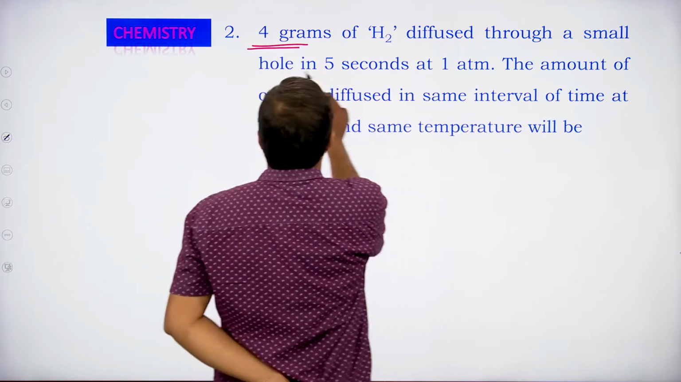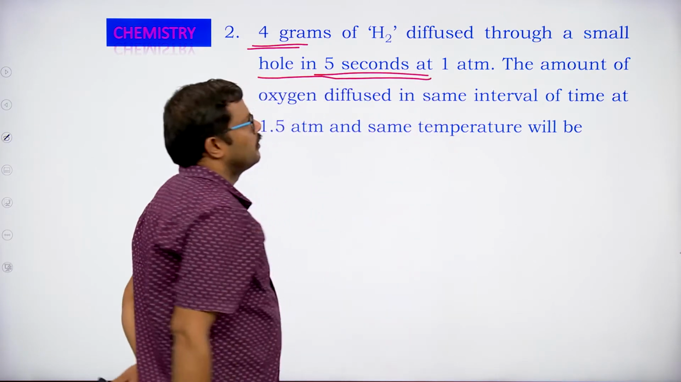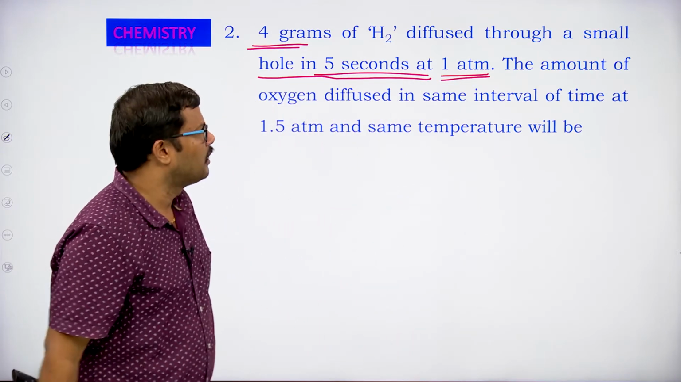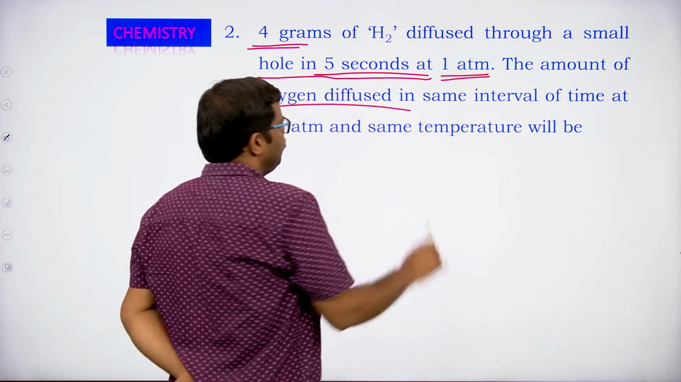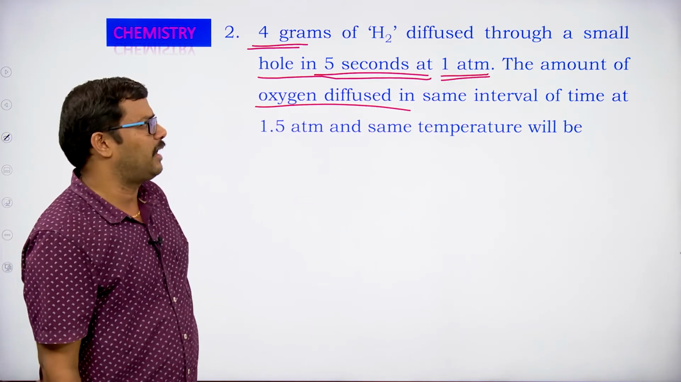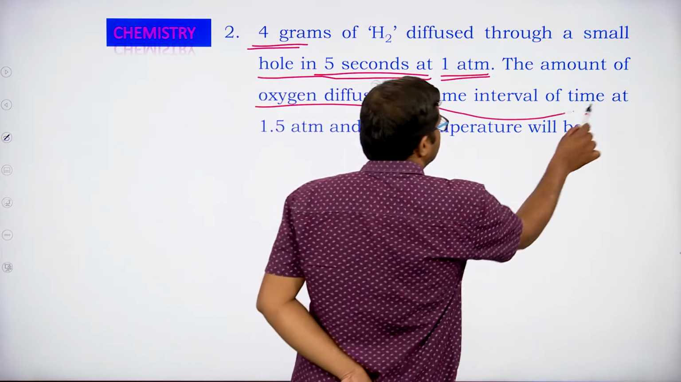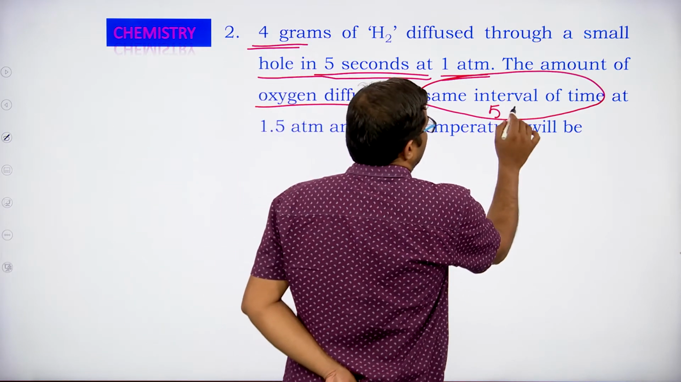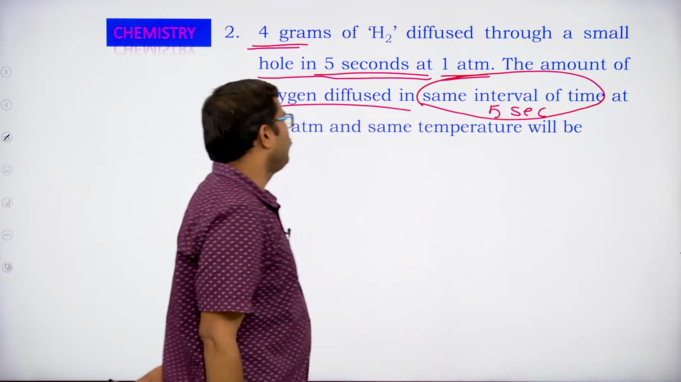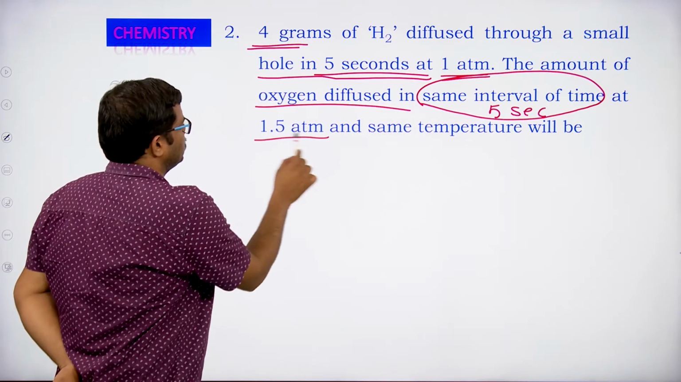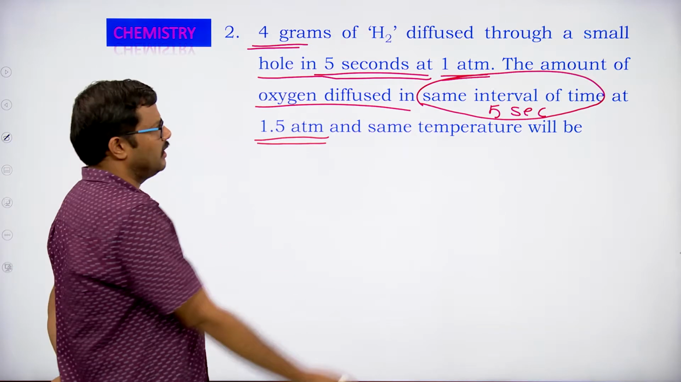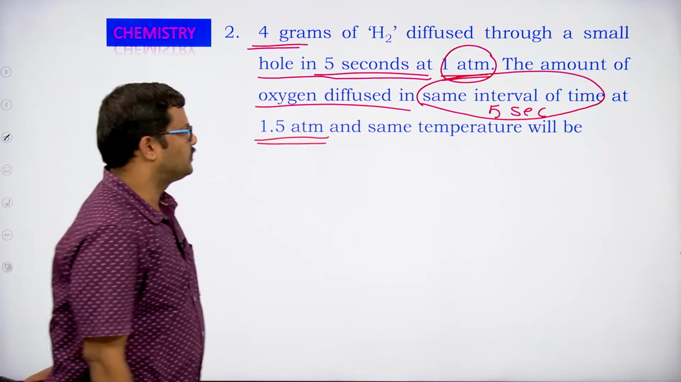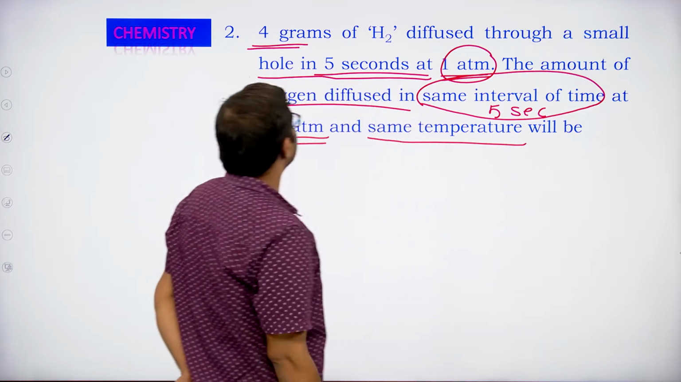diffused through a small hole in 5 seconds, and that too at a pressure of 1 atmosphere. The amount of oxygen diffused in the same interval of time, same interval of time in the sense same time you have to consider, that is to say 5 seconds. Same interval means when here the time is 5 seconds. At 1.5 atmospheres, pressure is 1.5, but here the pressure is 1 atmosphere. Pressures are different but times are the same, and the temperature is the same.